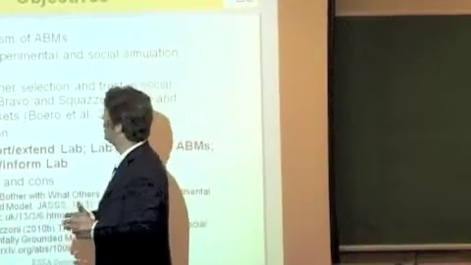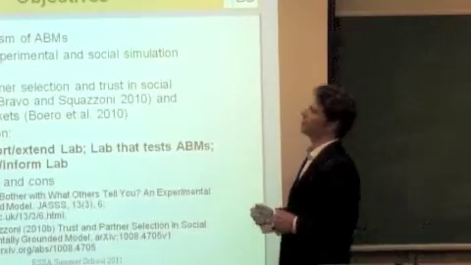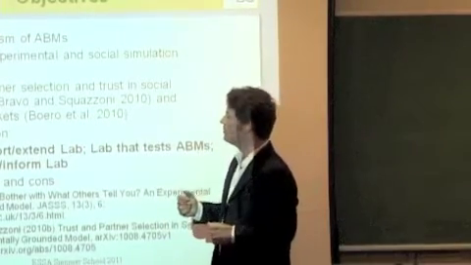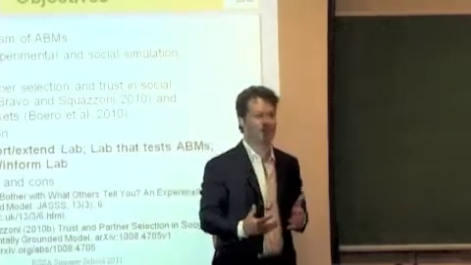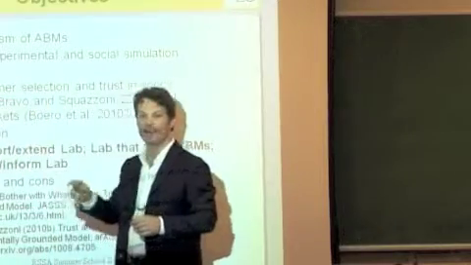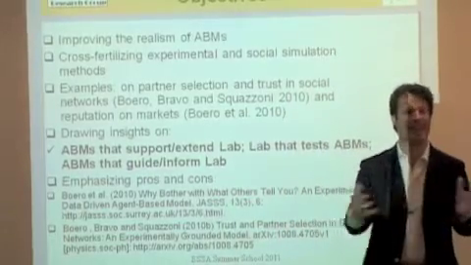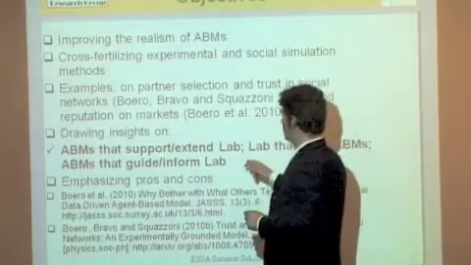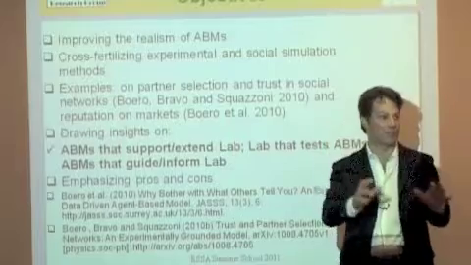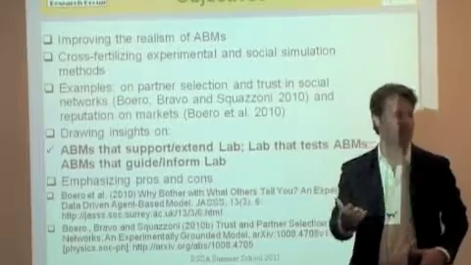And I will discuss good reasons for cross-fertilizing ABMs and laboratory experiments for improving the realism of our models. I will provide a couple of examples if I have time. And these examples will help us in drawing some insights about this relation between the lab and the ABM. In particular, I will show examples of ABMs that support or extend laboratory findings. And so the first function of ABM could be to extend, to generalize what we see in this kind of microscope, as in the lab, to larger, more complex social systems, which it is not possible to replicate in the lab.